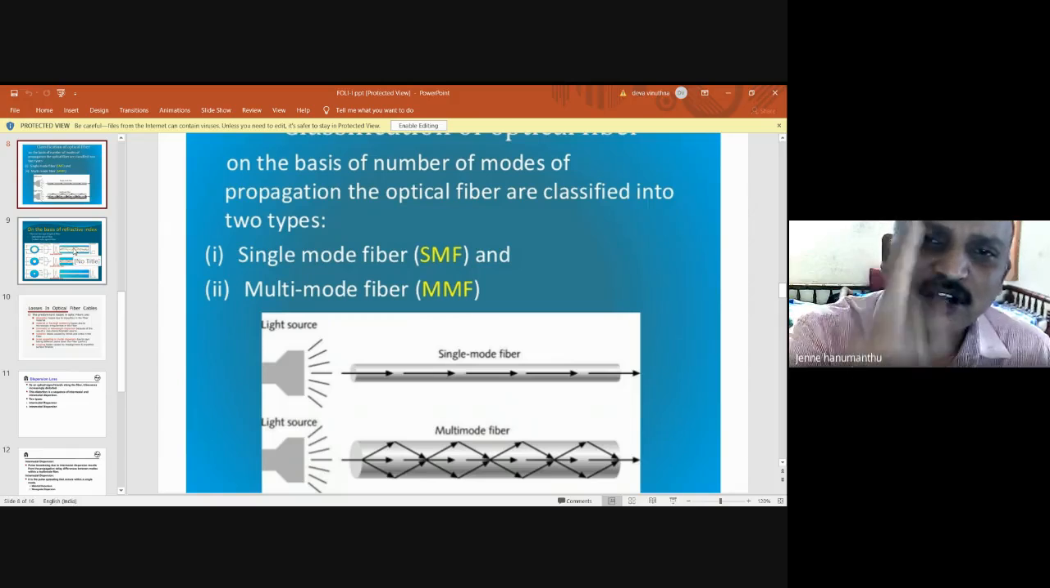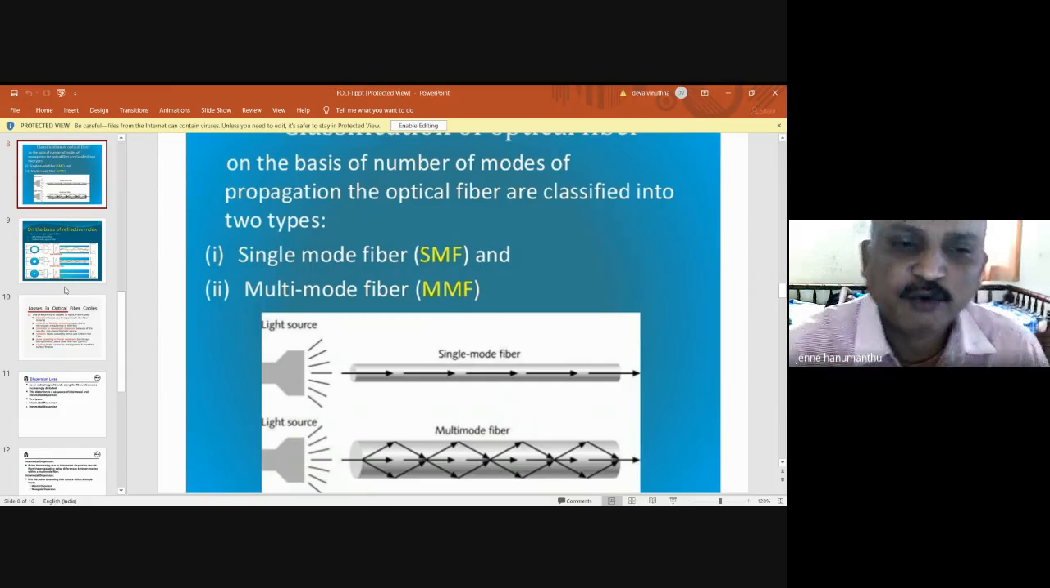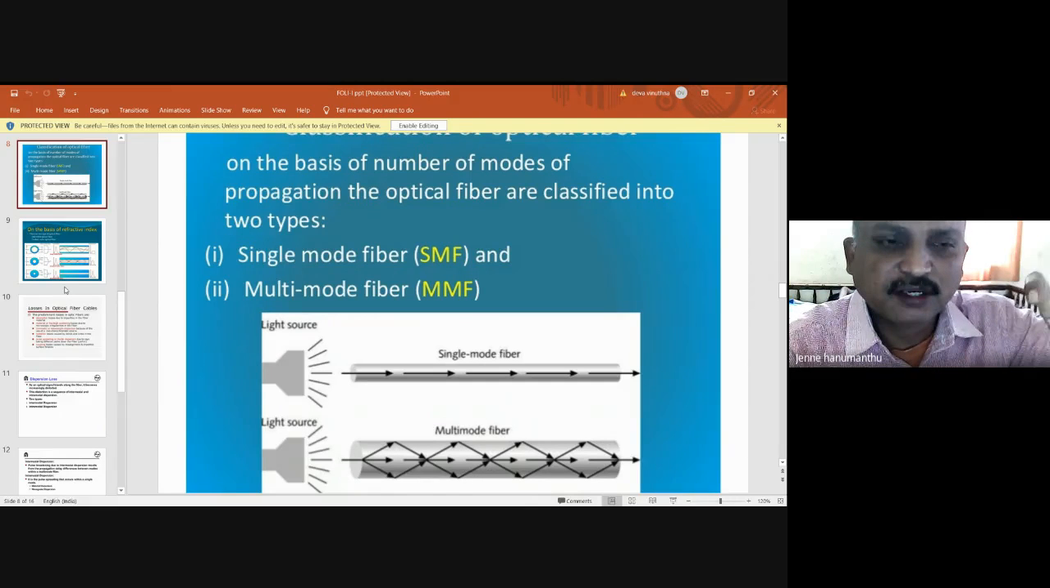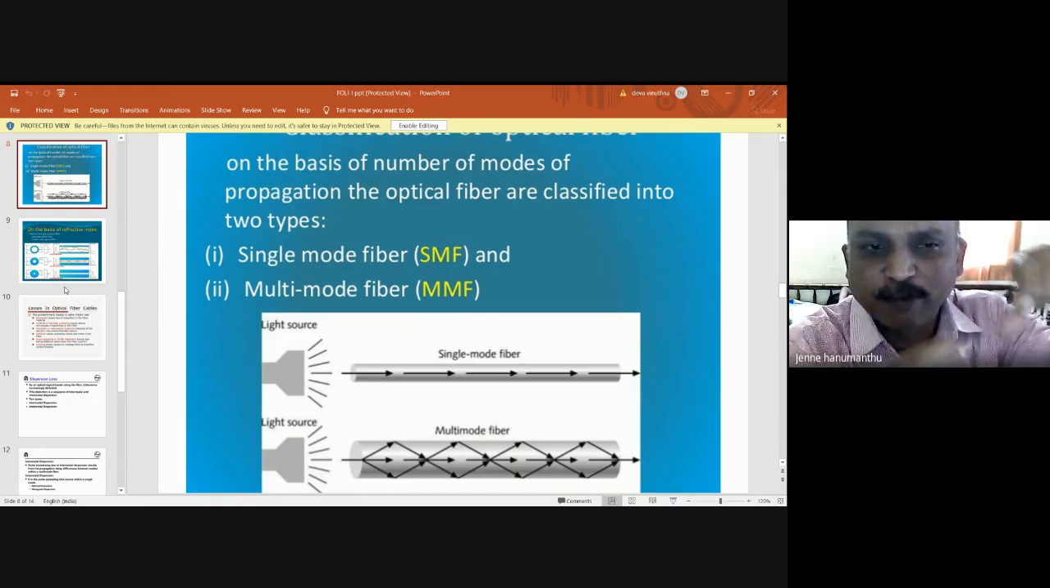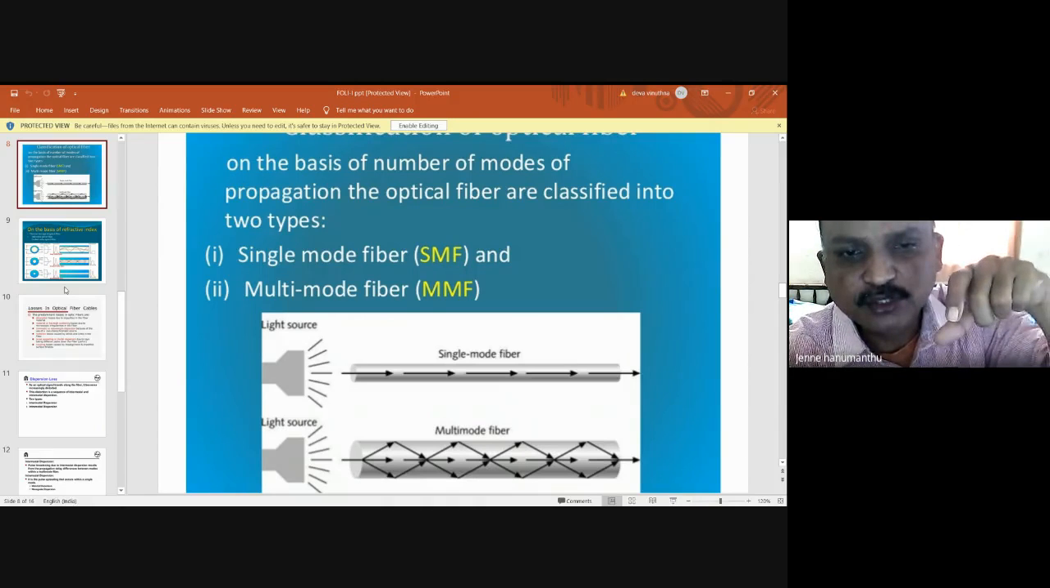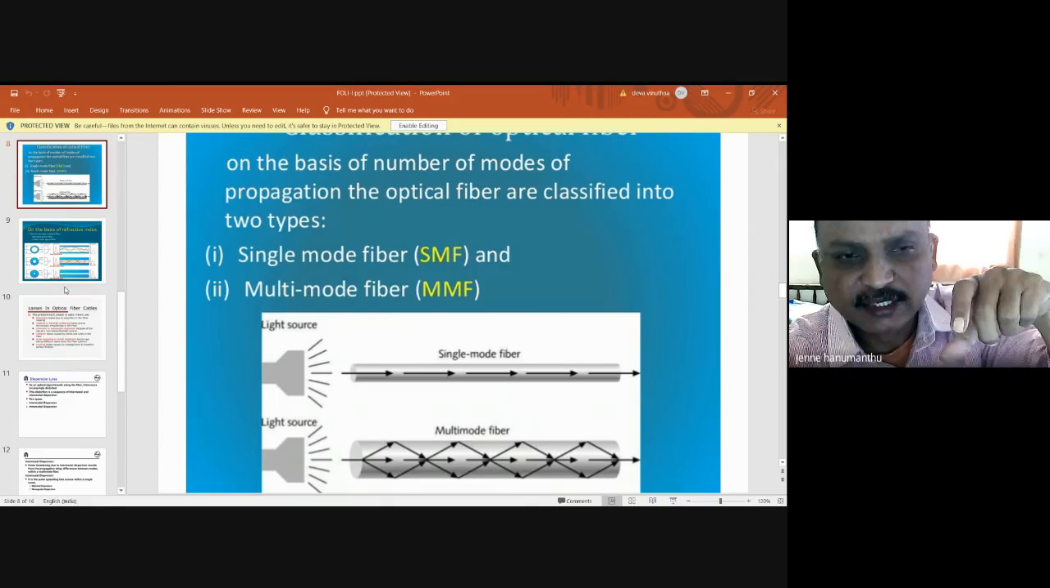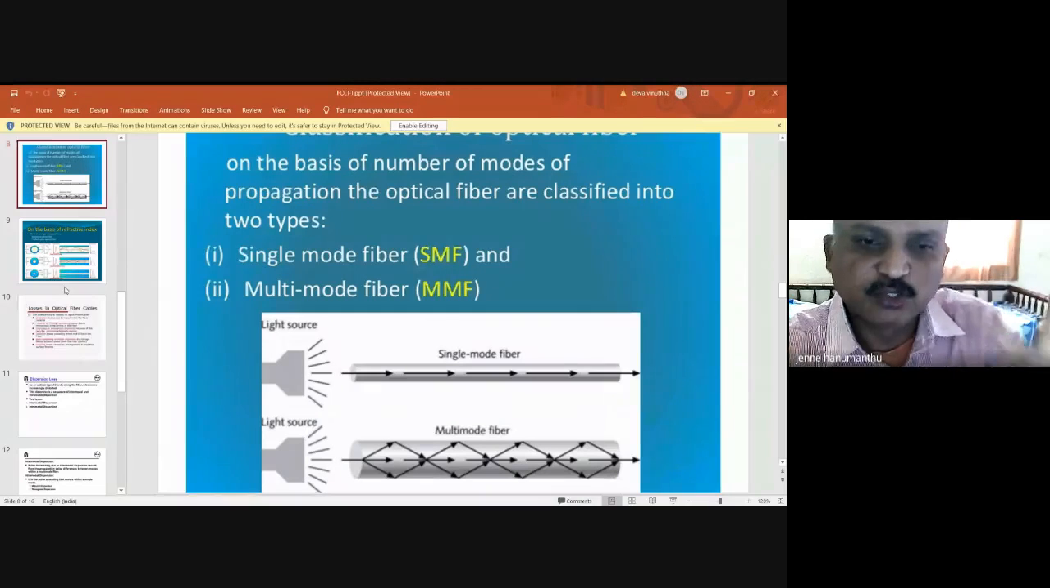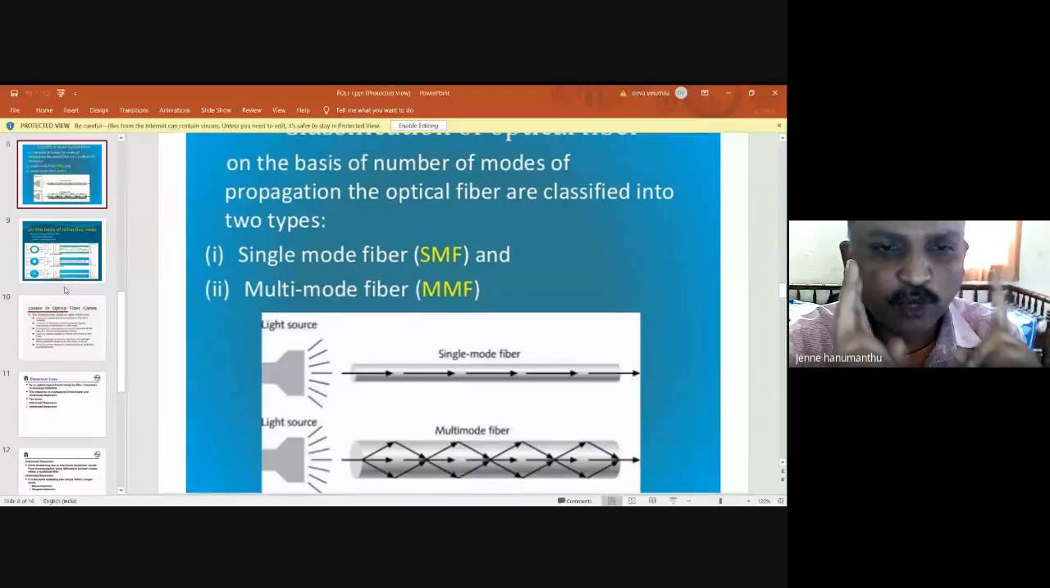The first loss is the coupling side, the input side. When you are coupling the light source to the fiber, that is a loss. And the second loss is fiber to detector. If you are not coupling properly, there will be leakage of the light, which is wasted. So there are two losses we are discussing.